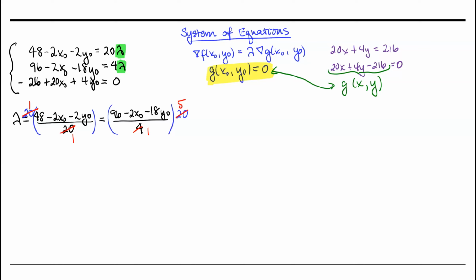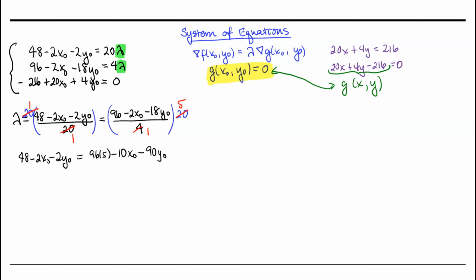So on the left-hand side, I now have 48 minus 2x naught minus 2y naught. And on the right-hand side, I've got that expression in the numerator times 5. So I'm just going to write this as 96 times 5 minus, and then 2 times 5 is 10, that's easy enough, 10x naught. And then 5 times 18 is 50 plus 40, so that's minus 90y naught.